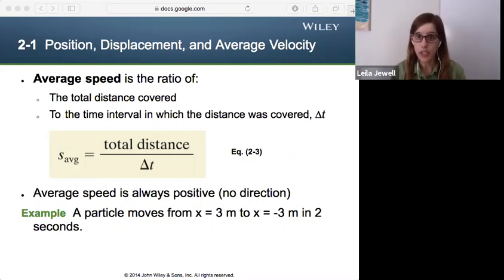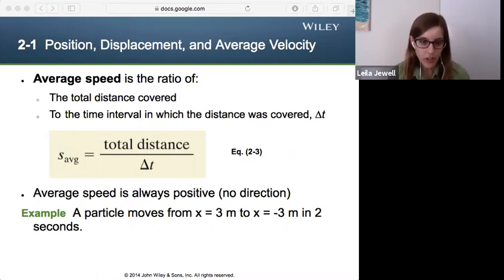This is closer to what a speedometer has, that say a police officer has if you're speeding down the highway, hopefully not speeding too much, right? They don't care about the direction you're going, they just care how fast you're going.